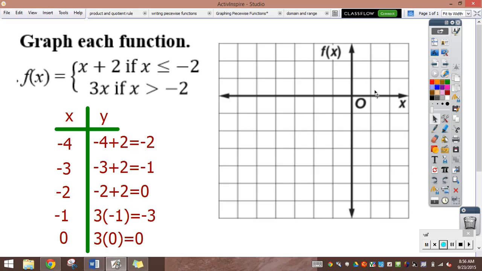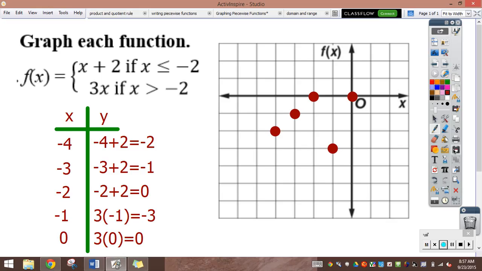Remember, x is left and right, y is up and down, so my first point, negative 4, negative 2, I go to the left 4 and down 2. Left 4, down 2. And then negative 3, negative 1: 1, 2, 3, negative 1. Negative 2, 0. And then negative 1, negative 3: 1, 2, 3. And 0, 0.